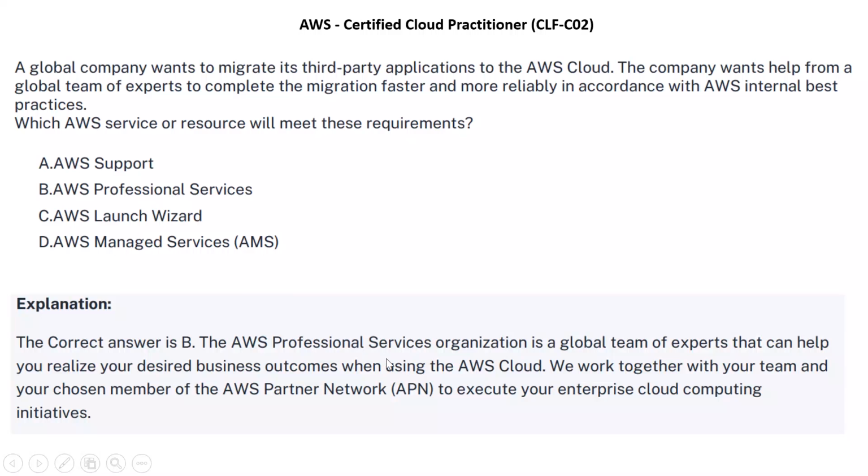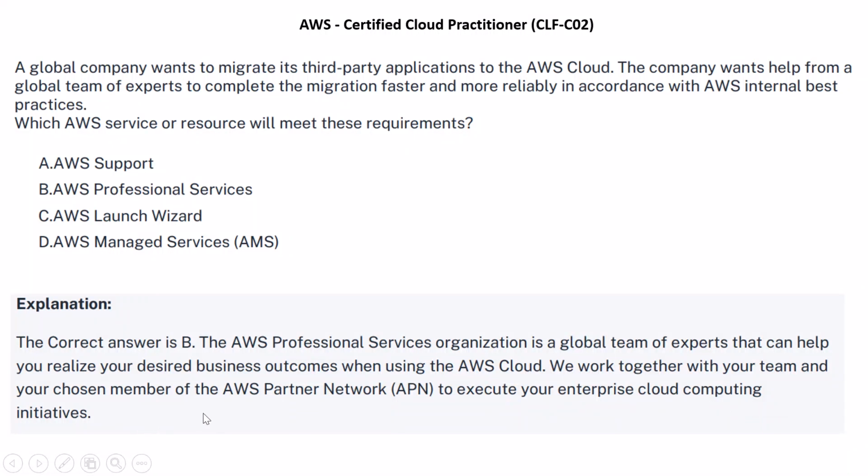The AWS Professional Services organization is a global team of experts that can help you realize your desired business outcomes when using the AWS cloud. We work together with your team and your chosen member of the AWS Partner Network to execute your enterprise cloud computing initiatives.